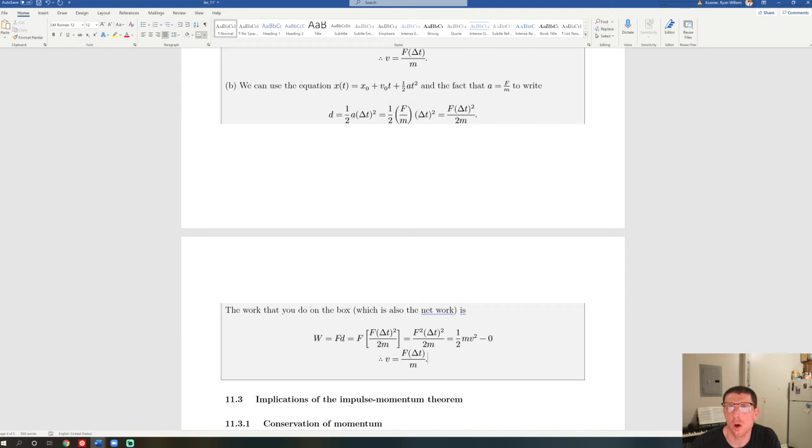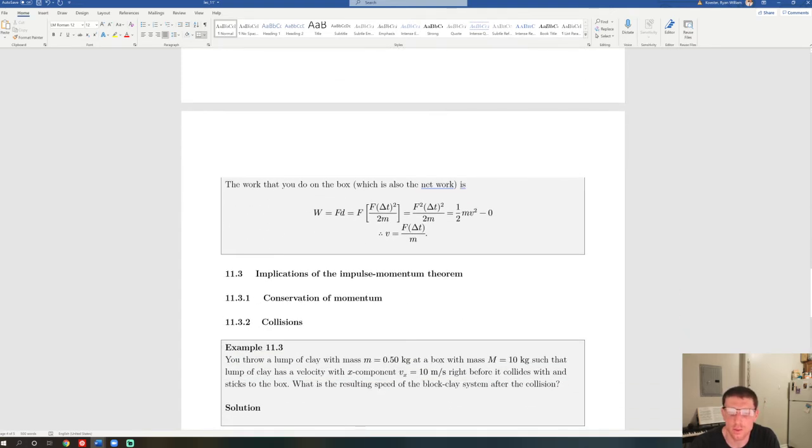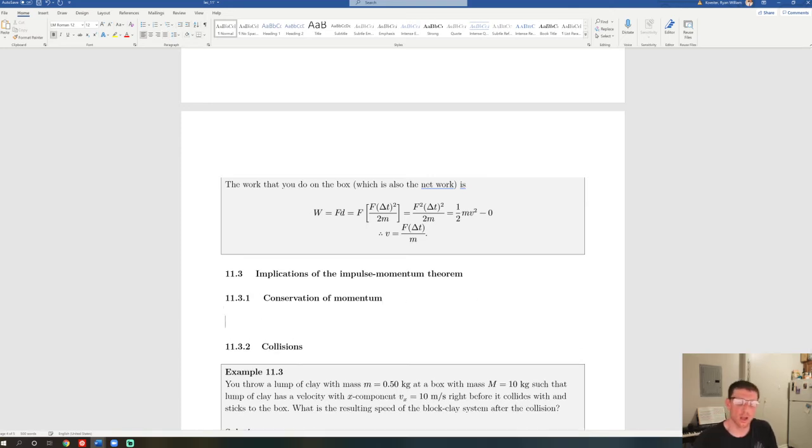Okay, so hopefully this convinces you that in as much as the work energy theorem is useful, the impulse momentum theorem is also useful, right? So let's talk about some of the implications of this thing that we call the impulse momentum theorem. And I want to say that this, in the absence of external forces, implies conservation of momentum, right? It implies that momentum is a conserved quantity.